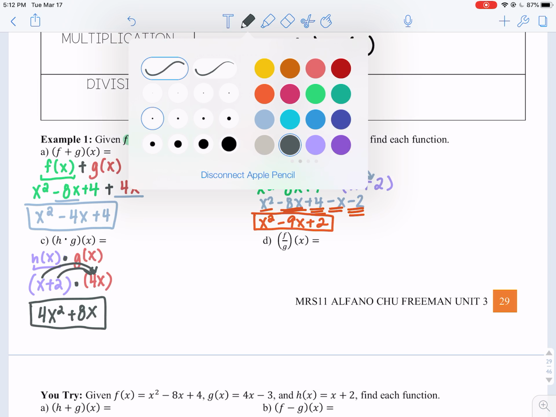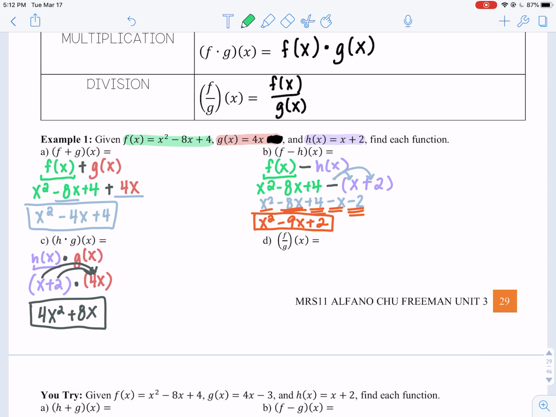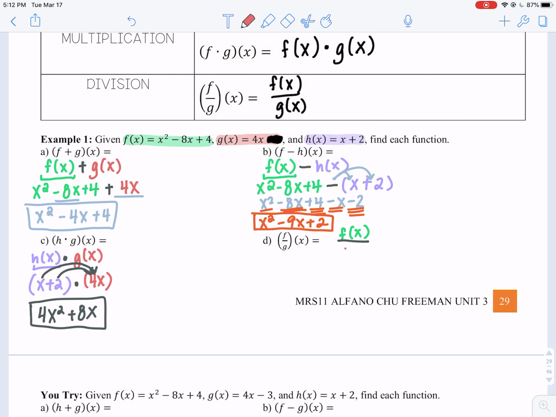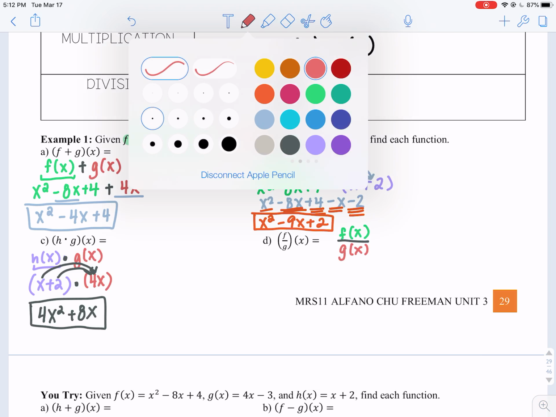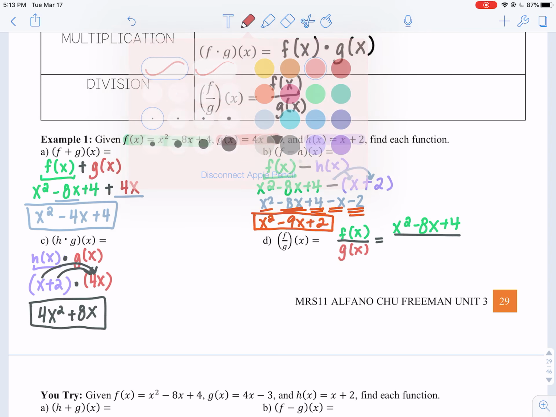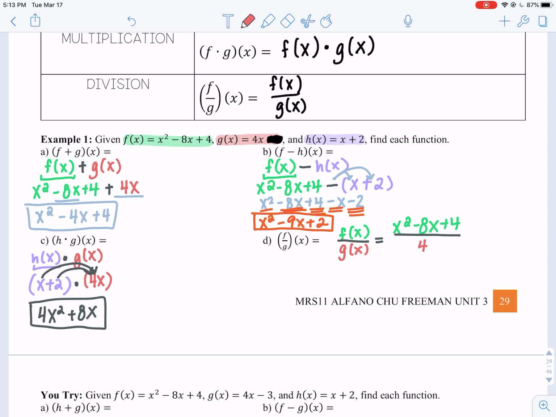So I have f of x divided by g of x, right? So f of x, and we are dividing by g of x. What color was g of x? f of x, that's on top, is x squared minus 8x plus 4. And we are dividing by g of x, which is 4x.